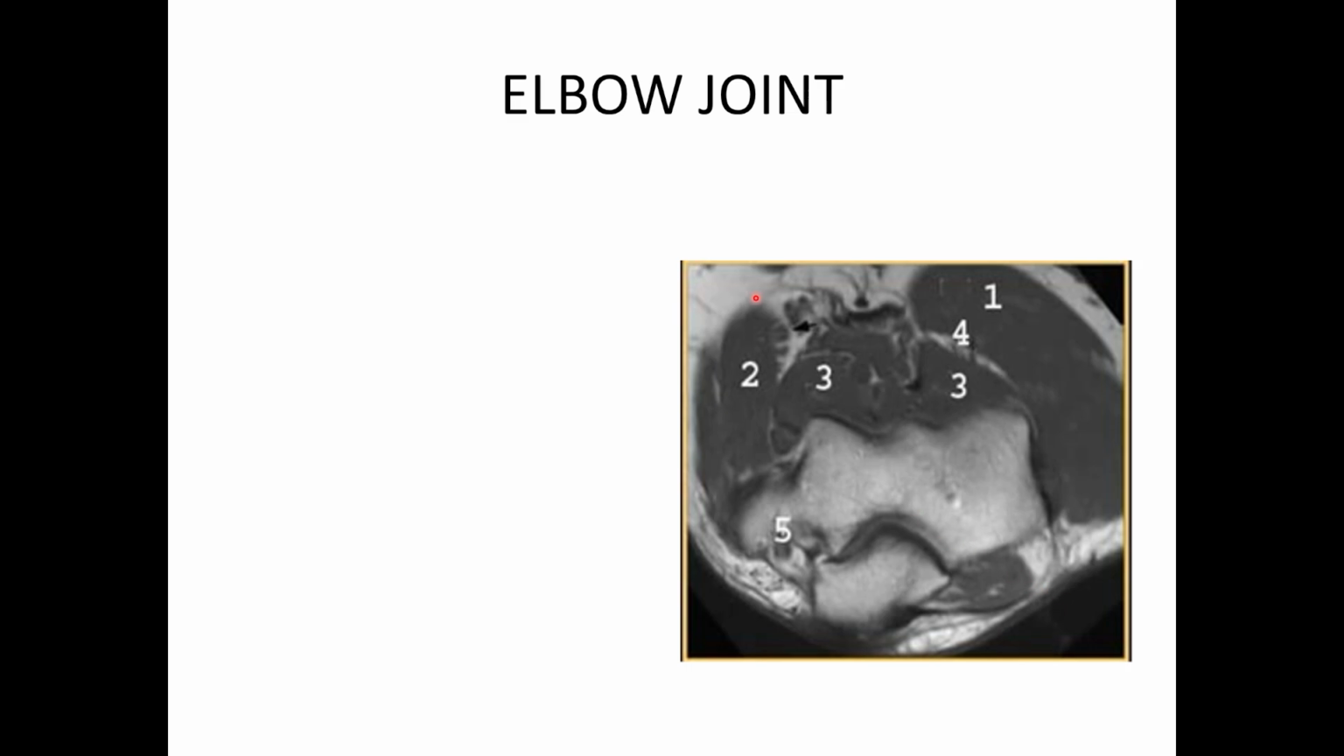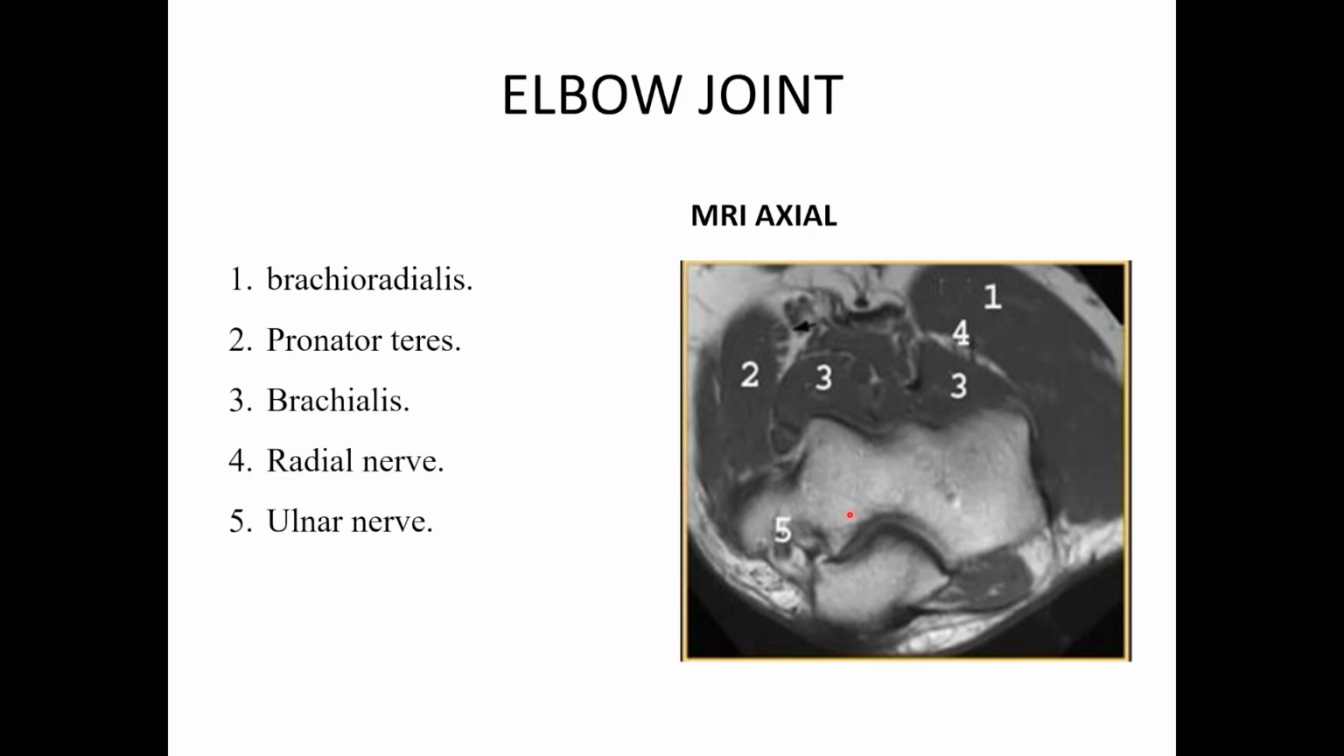Here we have the elbow joint. This modality is an MRI scan and it is an axial view. 1 we have the brachioradialis, 2 we have the pronator teres, 3 we have the brachialis, 4 we have the radial nerve, and 5 we have the ulnar nerve.